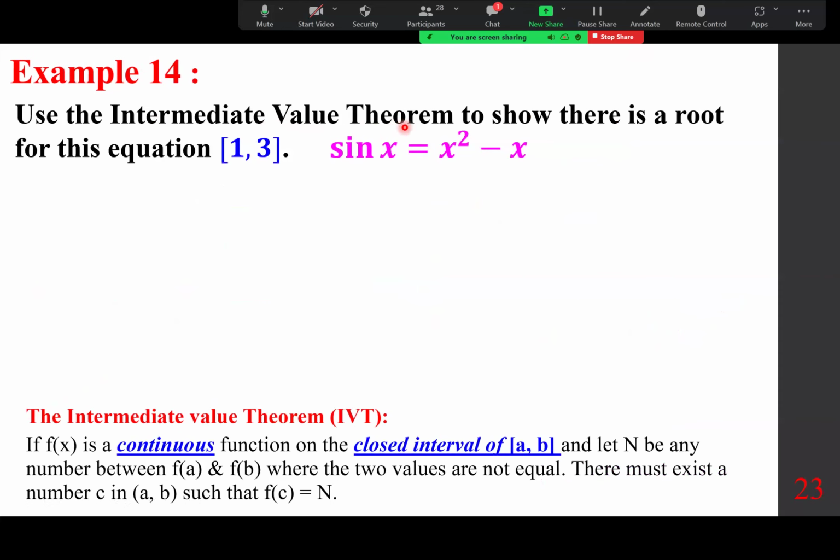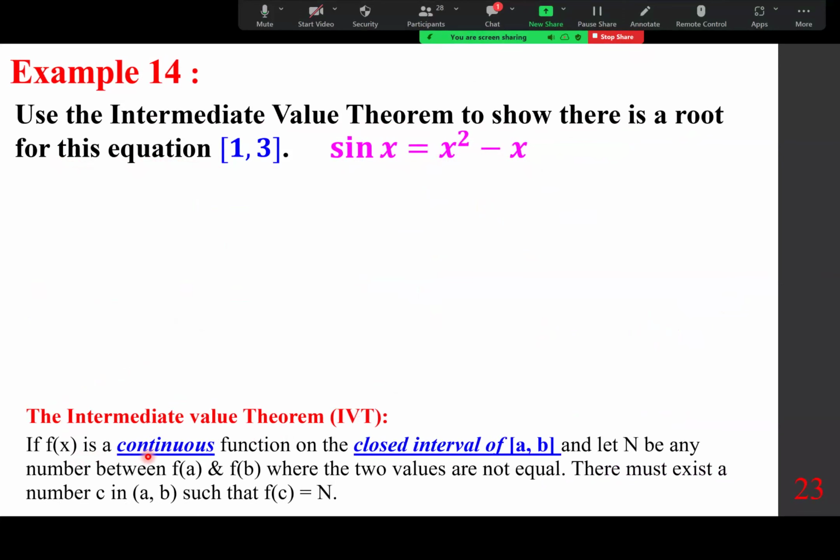Use the intermediate value theorem to show there is a root for the equation sine x equals x squared minus x between 1 and 3. Reminding you of IVT, the intermediate value theorem.